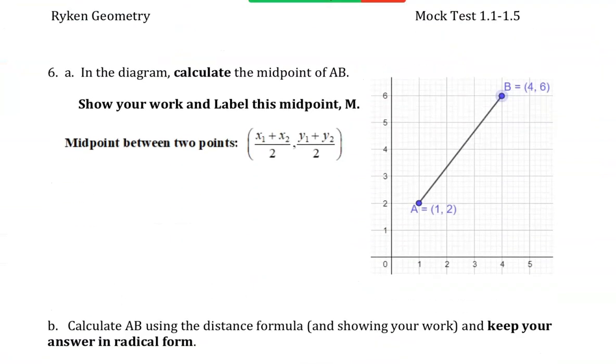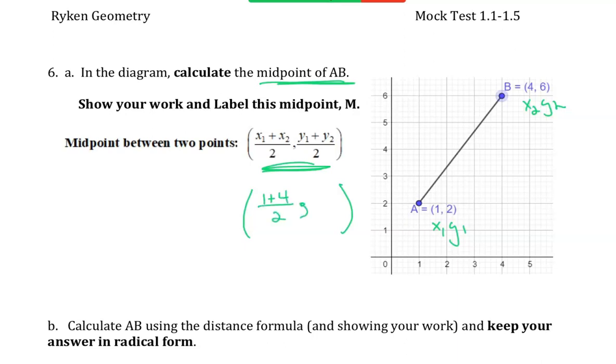Okay, it says calculate the midpoint. And I'm giving you this equation. So your job is to label these points x1, y1, x2, y2. Here's your equation. Right below it, I'm going to add x1 and x2. So that is 1 plus 4 over 2.